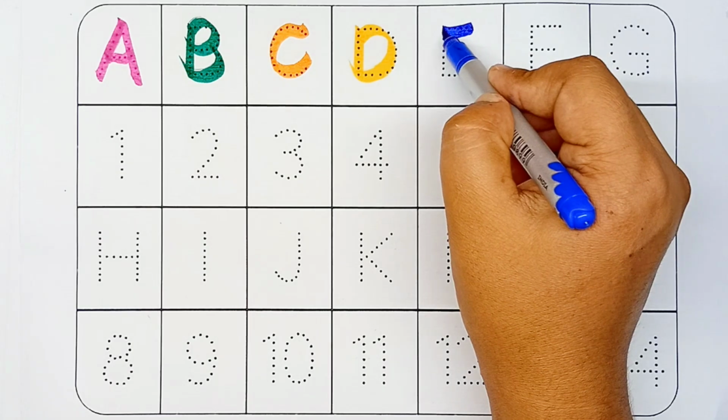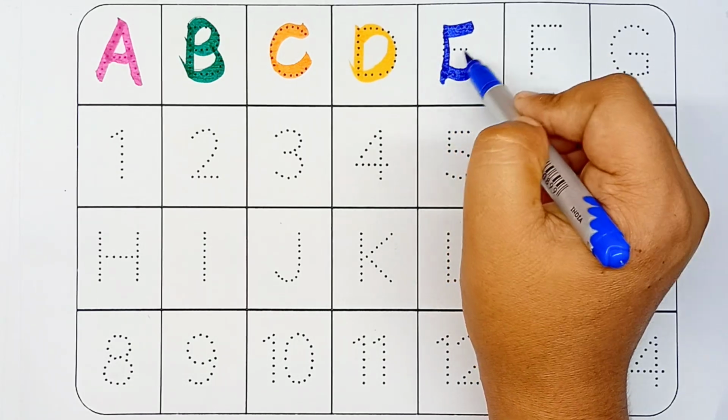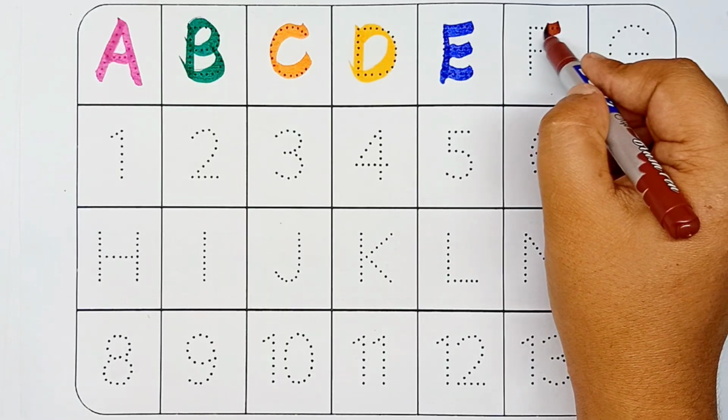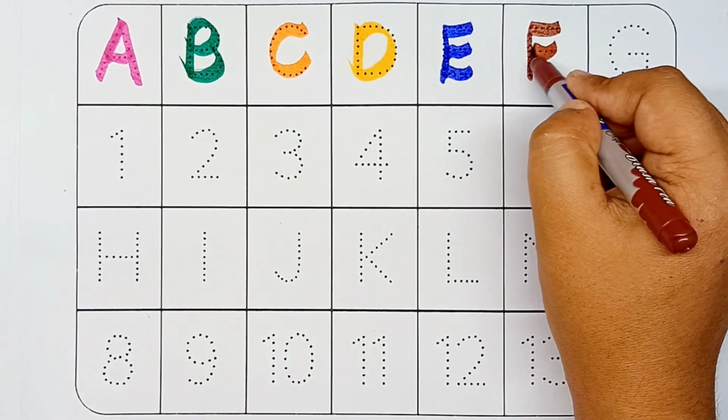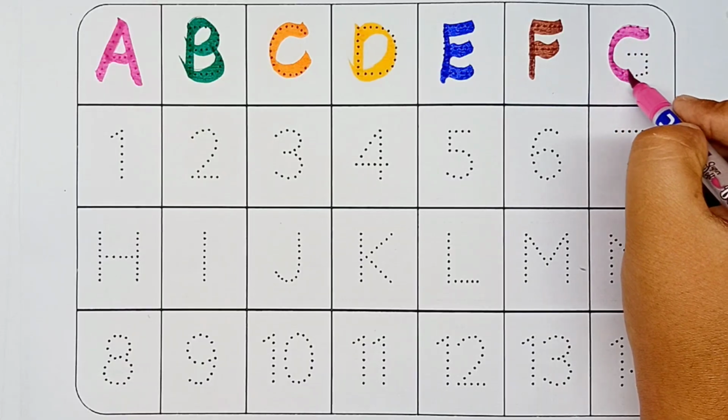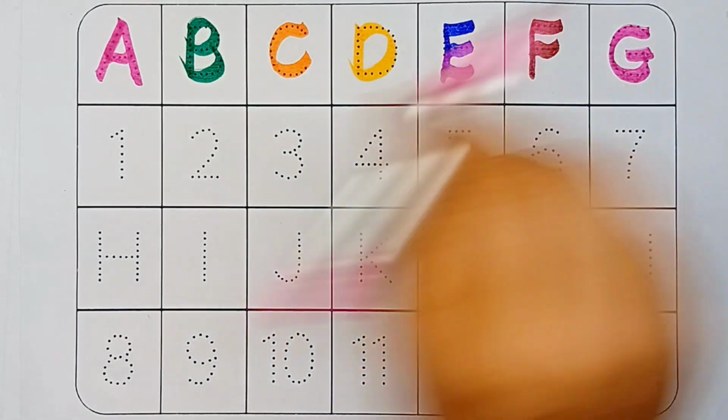E for elephant, elephant is a hathi. F for flower. G for grapes.